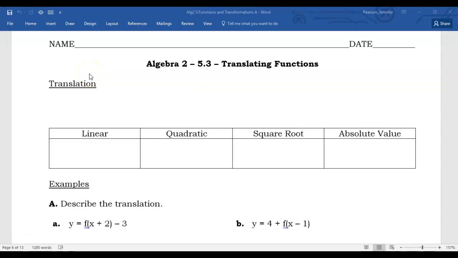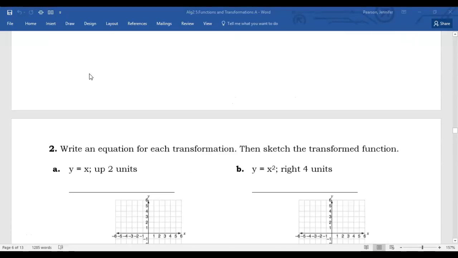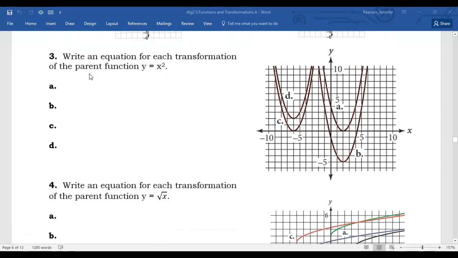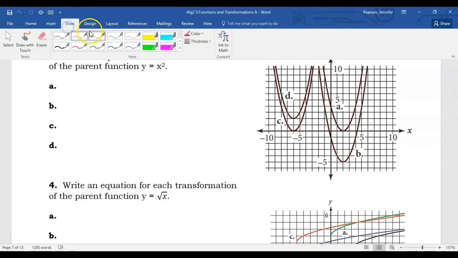Hello, I'm going to be going over some of the exercises from Algebra 2, Lesson 5.3. The first one that was asked about was question number 3. Write an equation for each transformation of the parent function y equals x squared. So that's telling us that every one of these is a U-shaped graph. The original parent function for a U-shaped graph is always going to be at the origin.